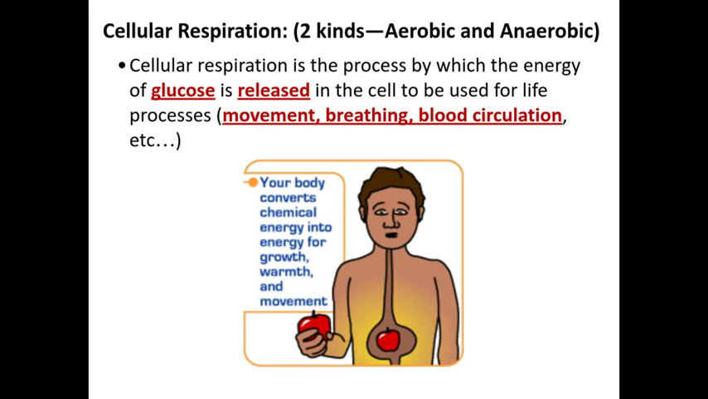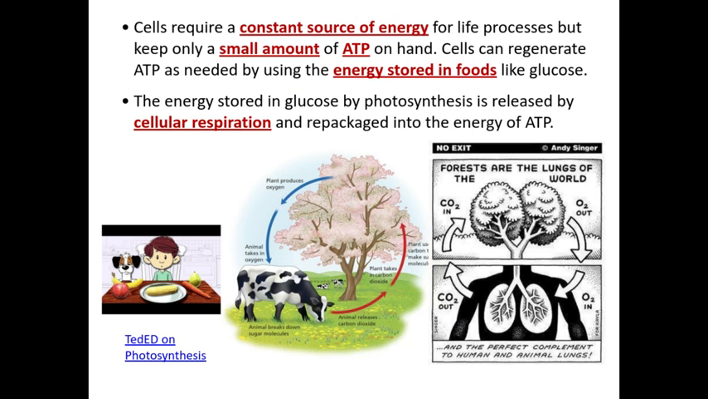So cellular respiration is the process by which the energy of glucose is released in the cell to be used for life processes, okay? So our digestive system breaks down food, eventually getting absorbed by the small intestine, and then it will get absorbed into our body. Right? But we need oxygen in order to survive because that's part of the cellular respiration step.